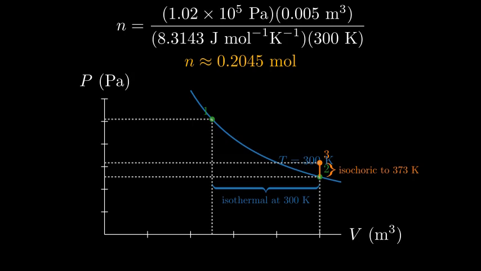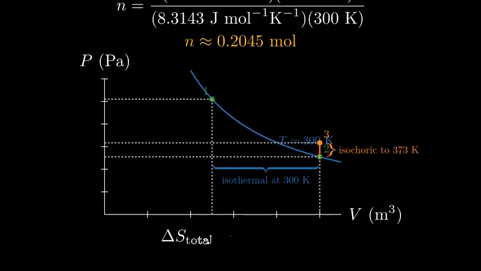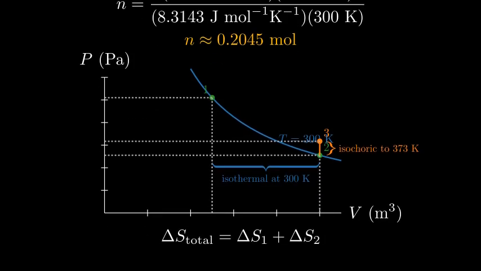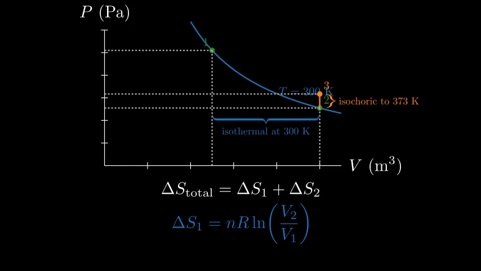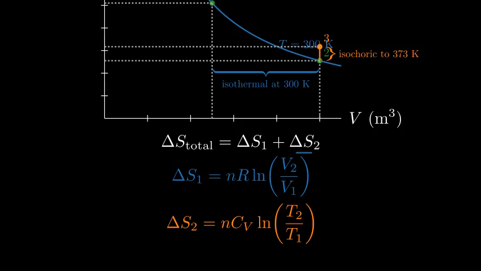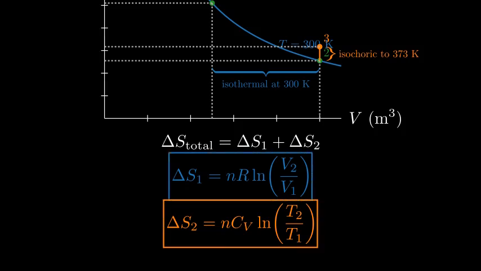Entropy is a state function, so the total change equals the sum over the steps. Delta S total equals delta S1 plus delta S2. For a reversible isothermal step of an ideal gas, delta S1 equals nR times the natural log of V2 over V1. For a constant volume step, delta S2 equals nCV times the natural log of T2 over T1.